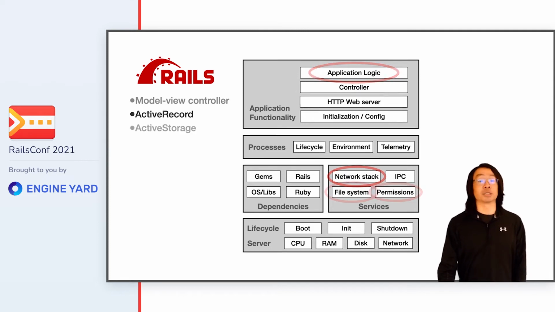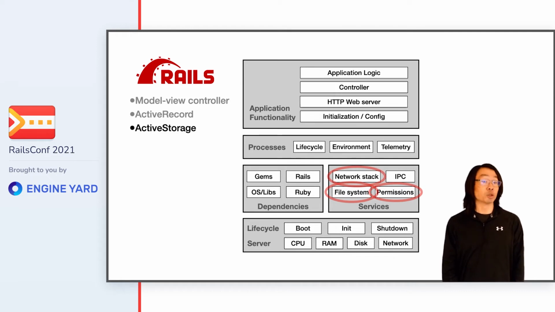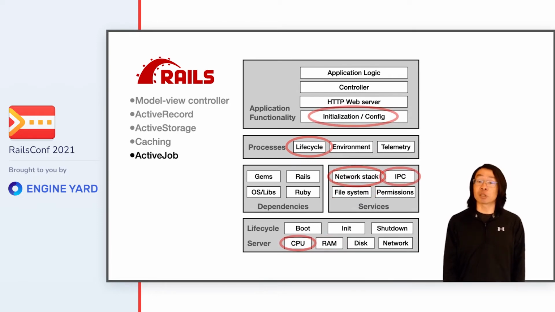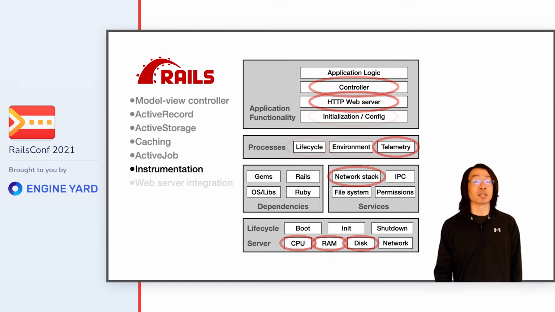You have other components like Active Storage, where you can store data on your disk or in some remote storage service. You have caching, which might be to disk or to another local process like a memcache, or to a remote cache over the network. You have Active Job, a way to manage background jobs, locally or remote. Instrumentation, where you can make measurements of all sorts of things taking place at runtime.